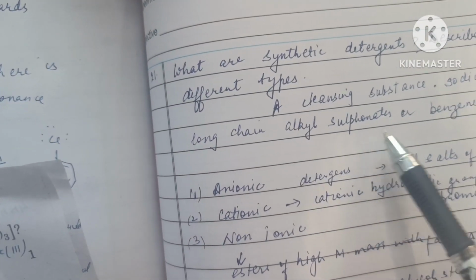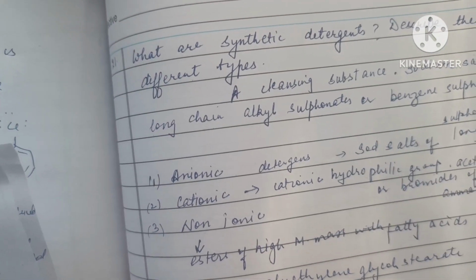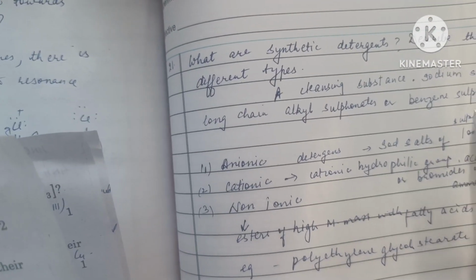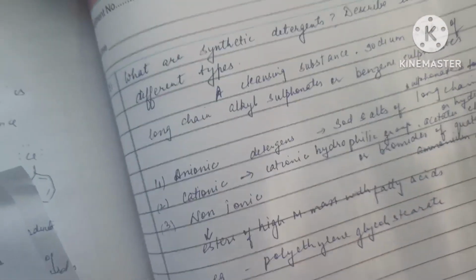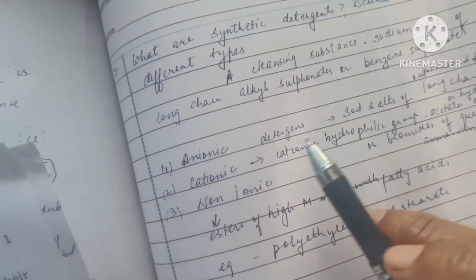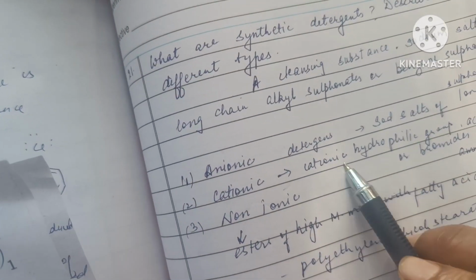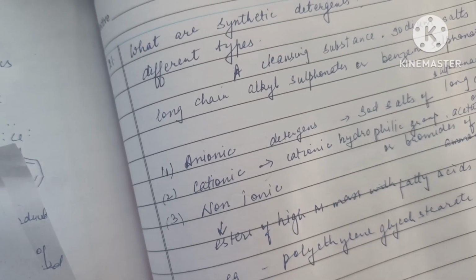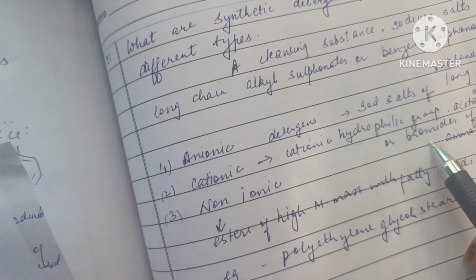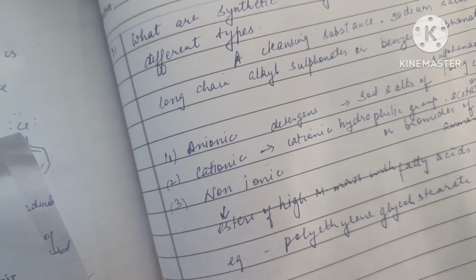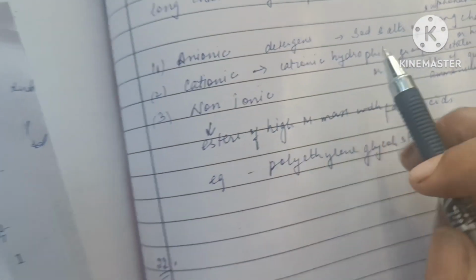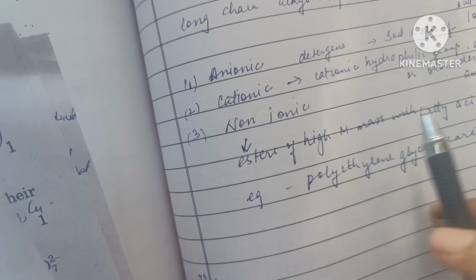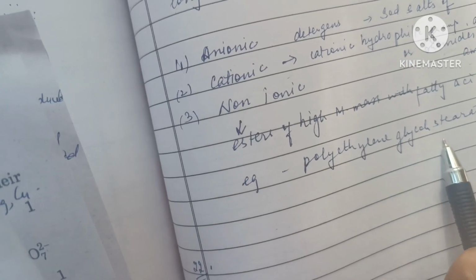like sodium salt of long chain alkyl sulfonates or benzene sulfonates are called synthetic detergents. They are of 3 types. Anionic detergents, these are sodium salts of sulfonated long chain alcohols. Cationic detergents, in this the hydrophilic group is cationic, like bromides, acetates or chlorides of quaternary ammonium salts. And the third category is non-ionic detergents. They are esters of high molecular mass with fatty acids, for example polyethylene glycol stearate.